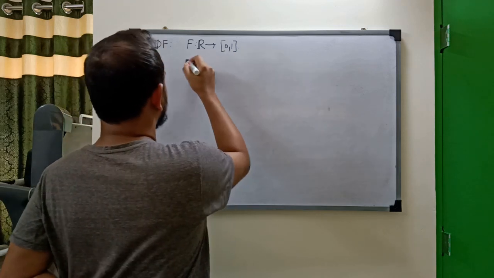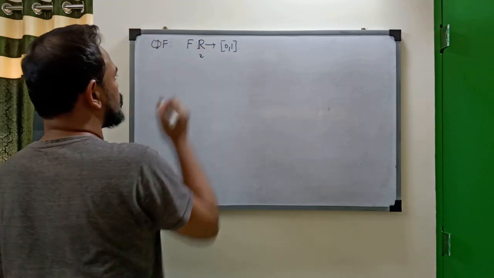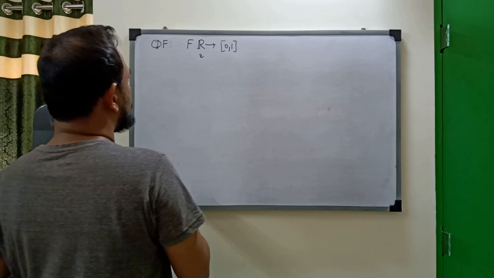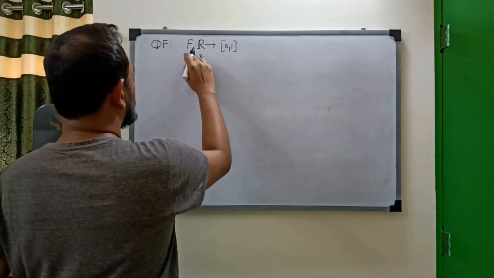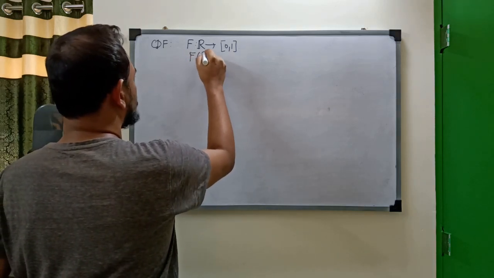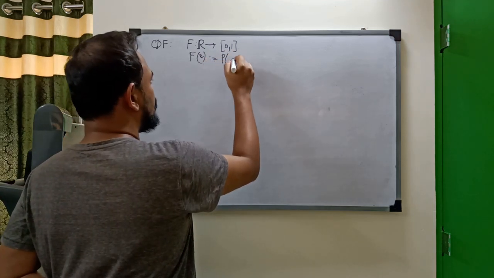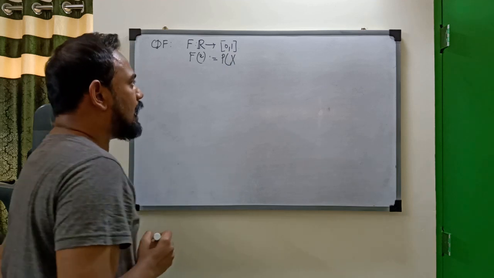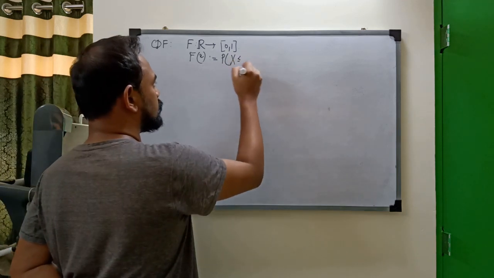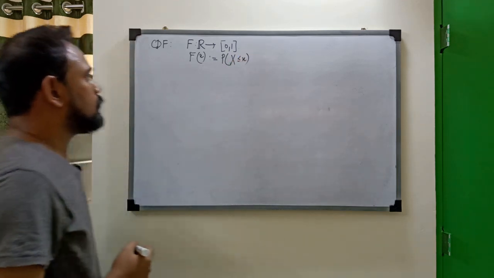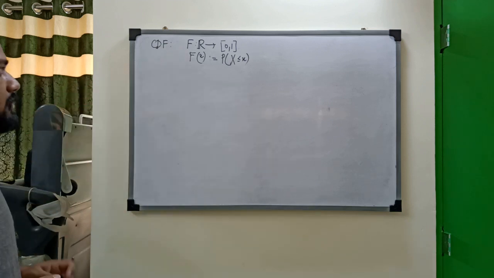It's defined like this. If you take any number small x from R, then capital F of that small x is defined as the probability that the random variable takes values less than or equal to this value small x.